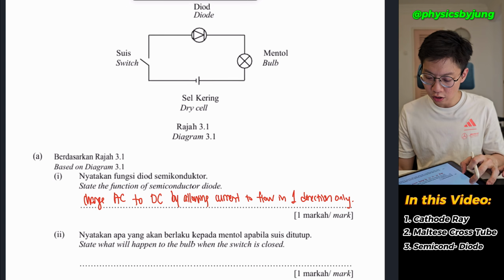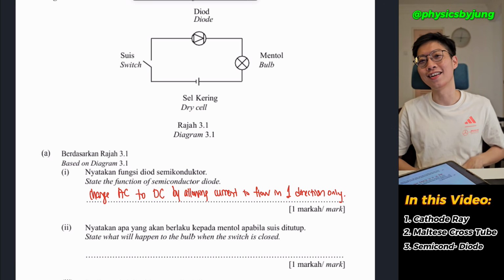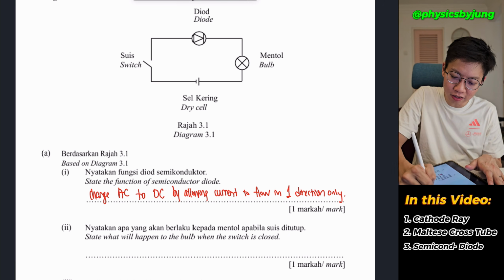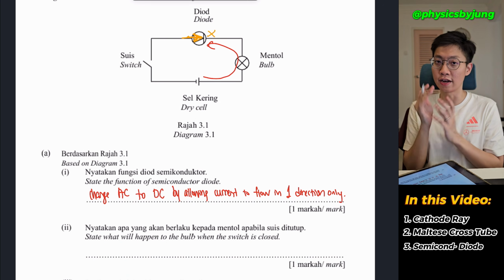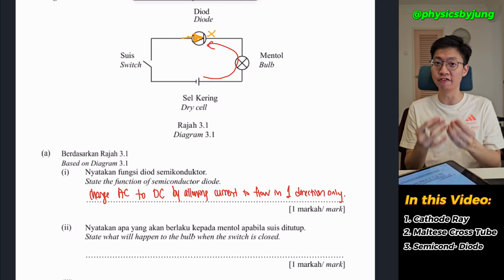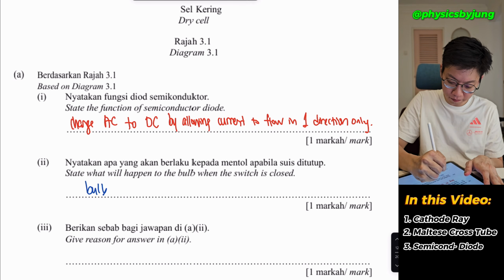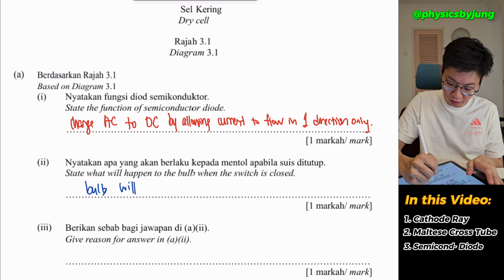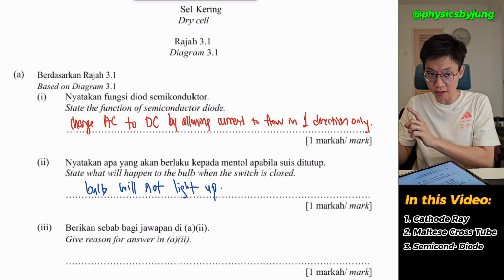Now, what will happen when the switch is closed? Okay, guys. So when the switch is closed, not bulb is closed. So what will happen? Can current flow or not? If you see here, zoom. Do you see that the arrow is pointing in the opposite direction? So therefore, this cannot flow. Why? Because it is called reverse bias. So the answer is that the bulb will not light up.